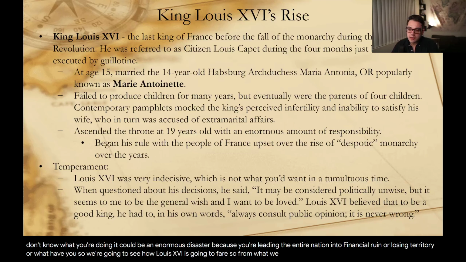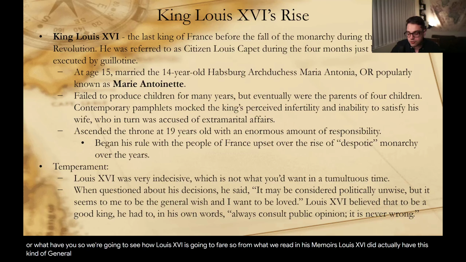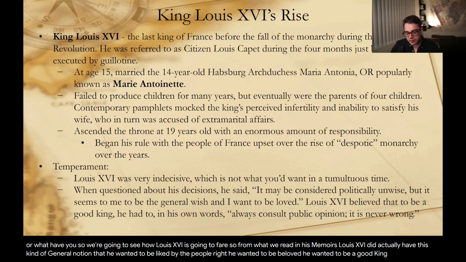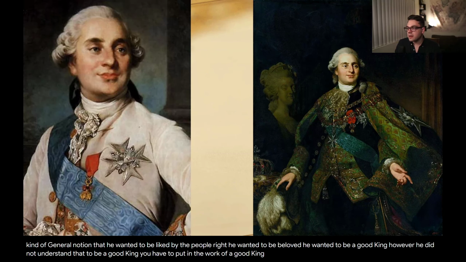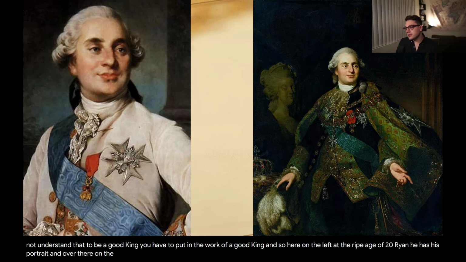From what we read in his memoirs, Louis the 16th did actually have this general notion that he wanted to be liked by the people, right? He wanted to be beloved. He wanted to be a good king. However, he did not understand that to be a good king, you have to put in the work of a good king. And so here on the left, at the ripe age of 20, he has his portrait. And over there on the right-hand side, at the age of 27, I believe, just a few short years later, he is seen again.